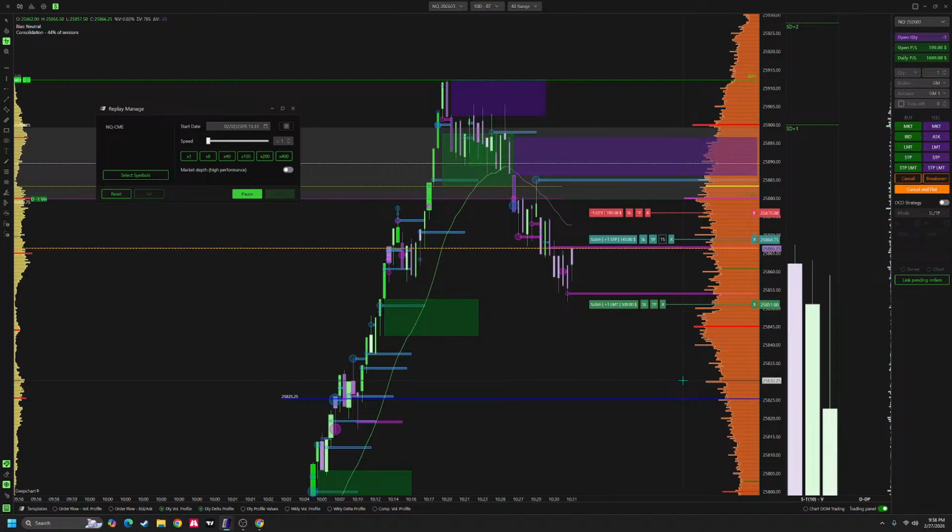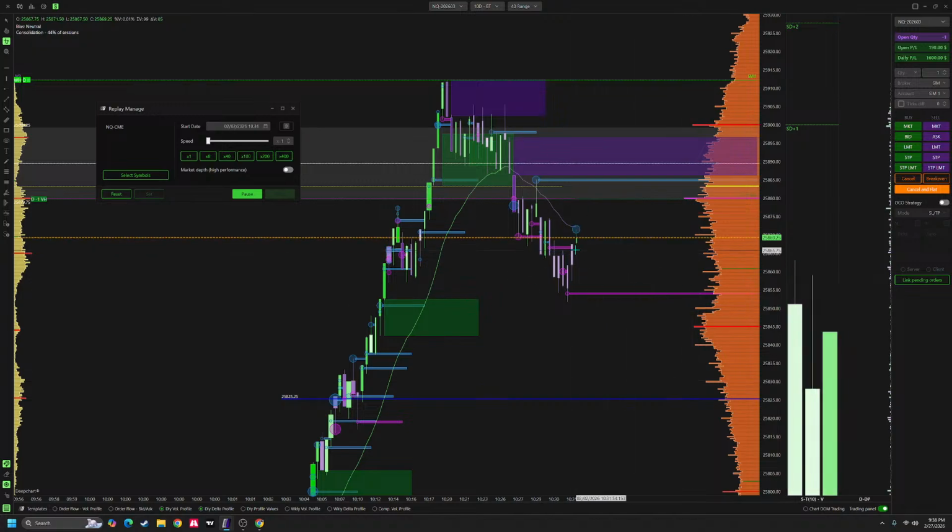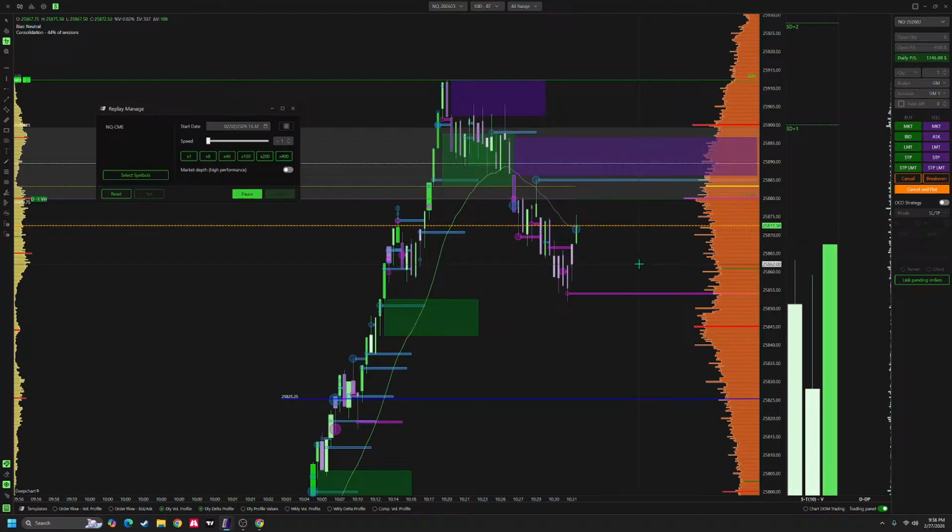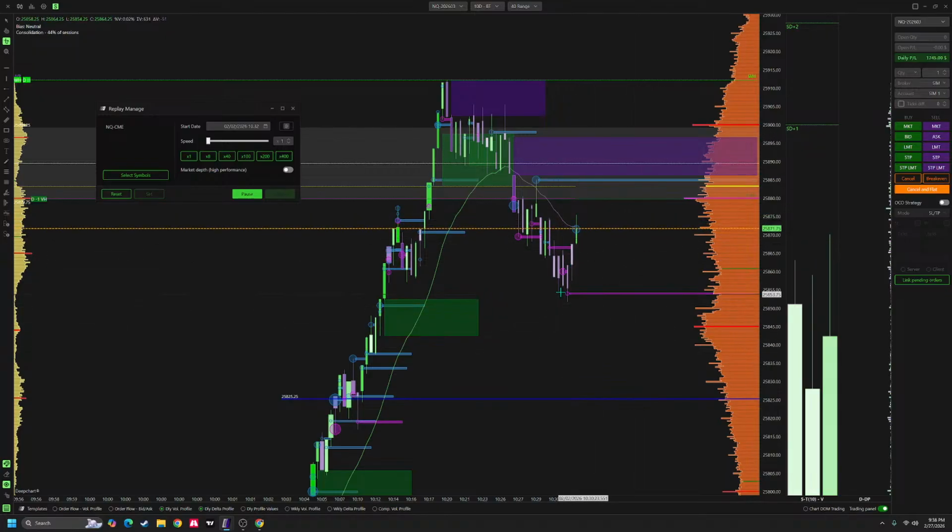It tends to leave this area, and we pretty much, buyers just popped right back through. So pretty cool though. We still came out with a little bit of profit there.